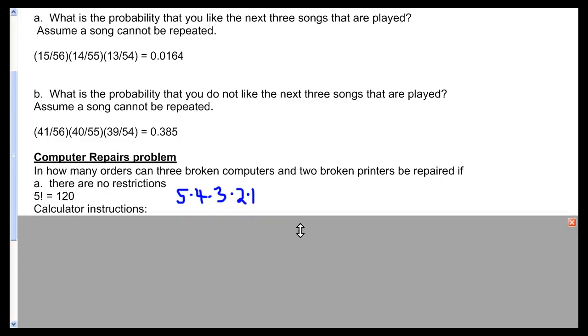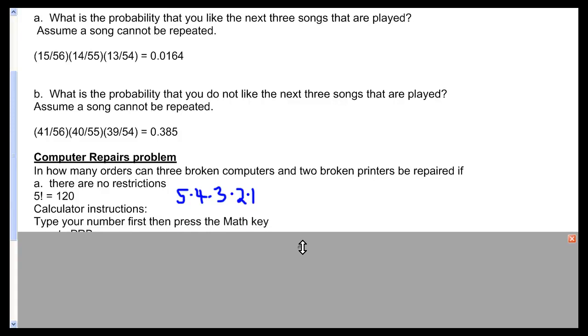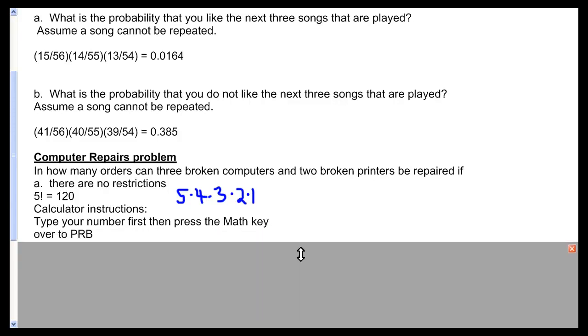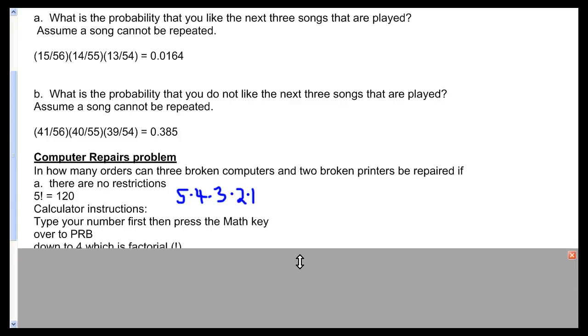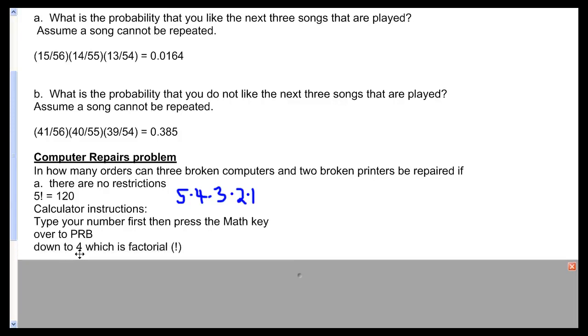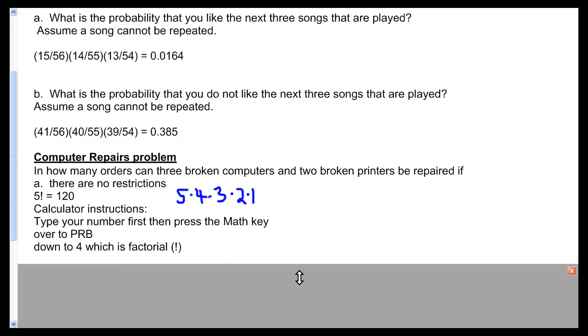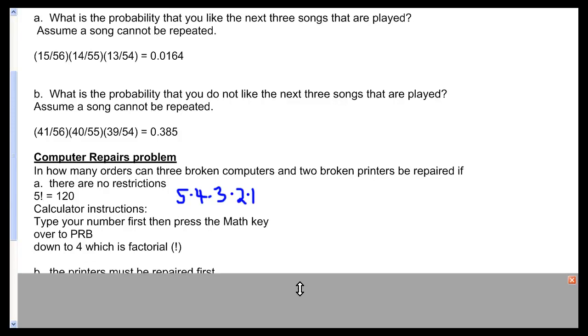But if we can use a calculator, if you have the graphing calculator, here's how you do that problem. You type your number first, and then you press the math key. It's over on the left hand side of your calculator. Once you've pressed the math key, you'll see 4 things listed across the top of the screen, and one of them is PRB. So you're going to go over to PRB, and once you get to PRB, you're going to go down to number 4, which is factorial, and you'll hit enter, and when you hit enter a second time, it's going to tell you that 5 factorial is equal to 120.